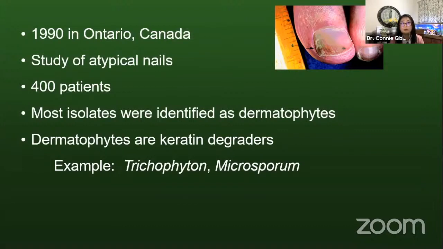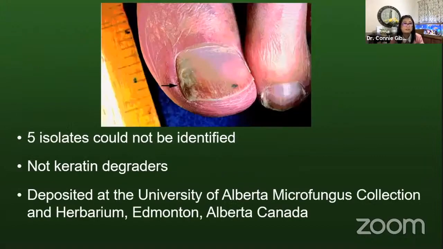They were looking at 400 patients, and they got samples from atypical nails. That's what the picture looks like. And then a lot of isolates were taken, and most of the isolates were identified as dermatophytes like Trichophyton or Microsporum. But out of the hundreds of isolates, there were 5 that they couldn't identify. So next slide, please.